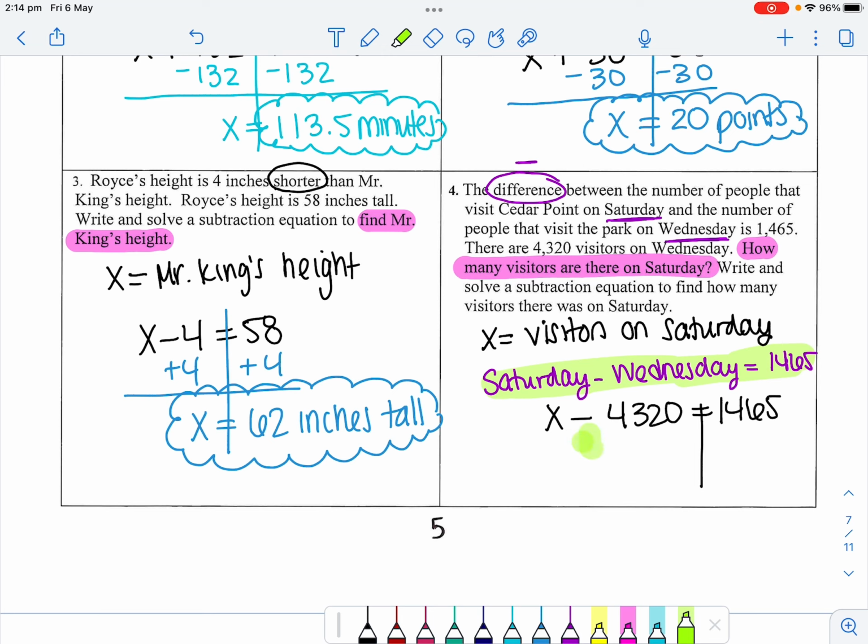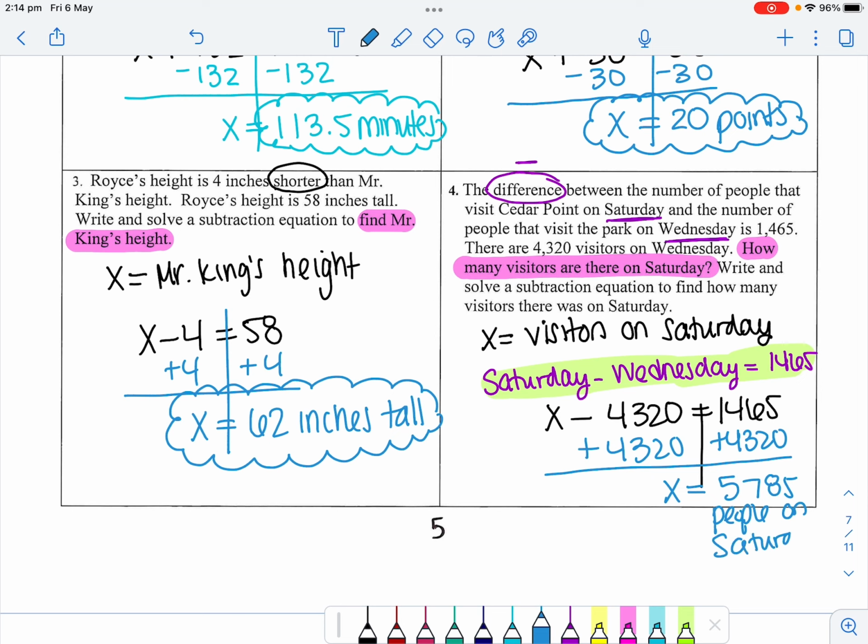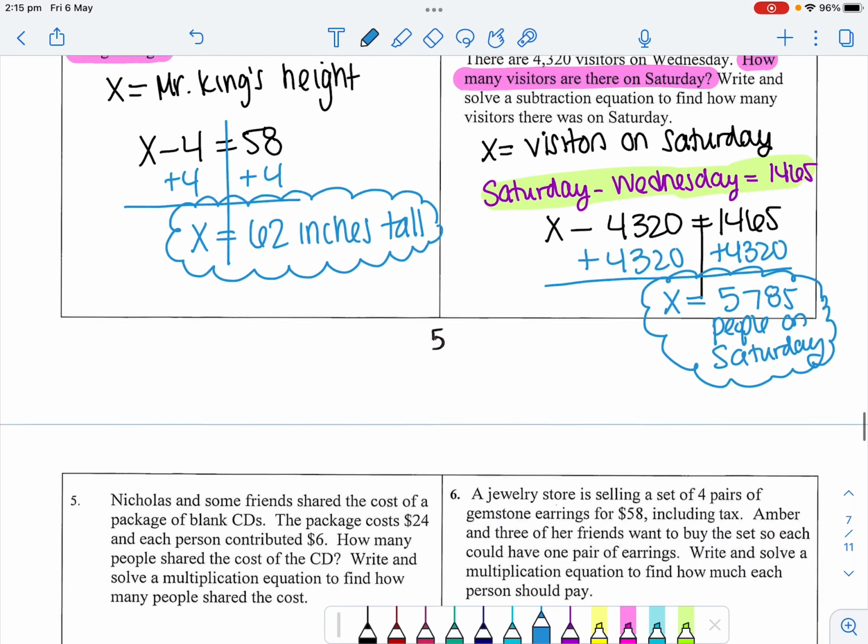So I'm going to add 4,320. So x equals 5,785 people on Saturday. Okay, so that's addition and subtraction. Now we're going to move on to some multiplication and division.